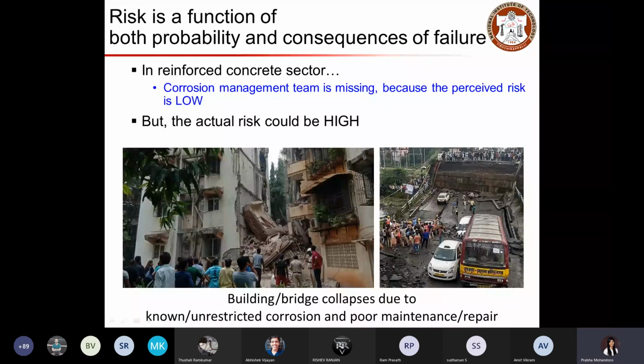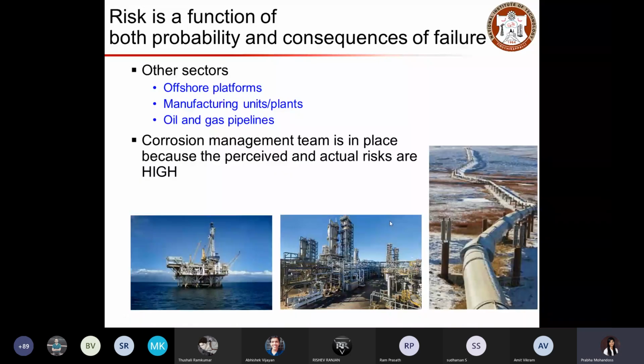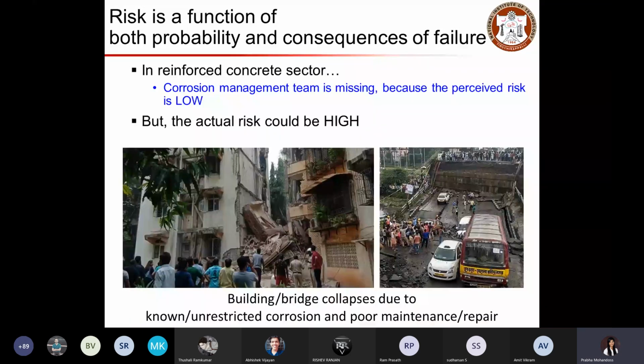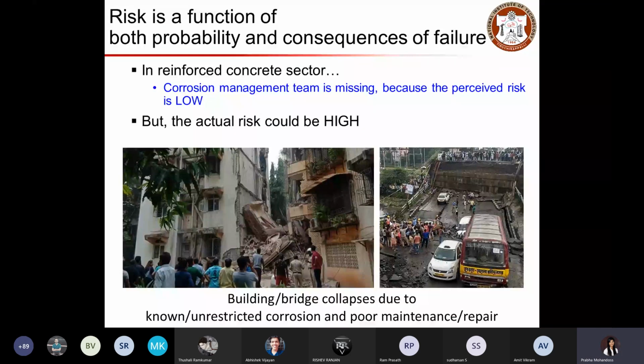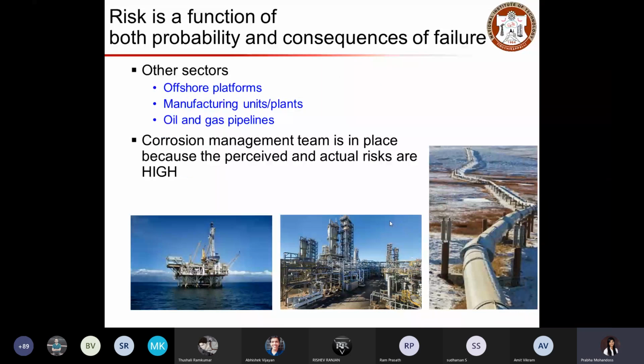So the building, if there is no one inside, then it will not be a significant failure. Whereas if people are staying inside and some lives were lost, then the consequences will be significantly high, and these consequences will be even higher in sectors like offshore platforms, manufacturing units or plants, and oil and gas pipelines. So in this industry, maintenance plays a huge role.